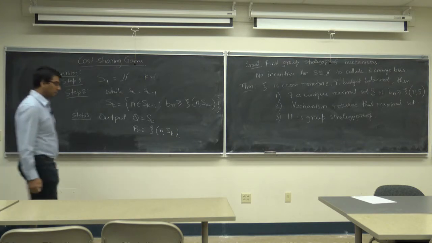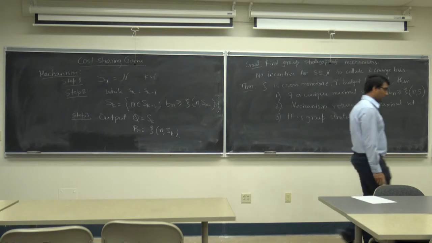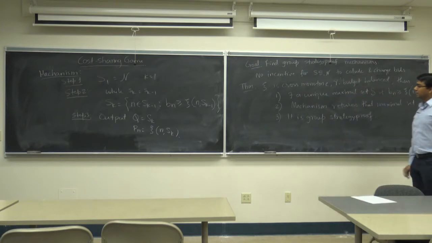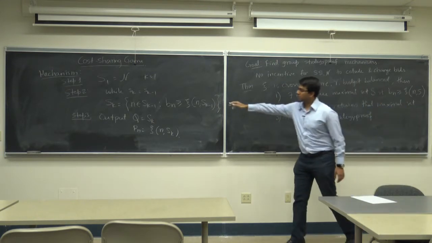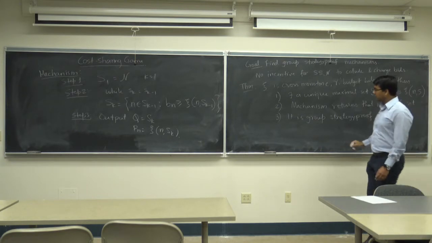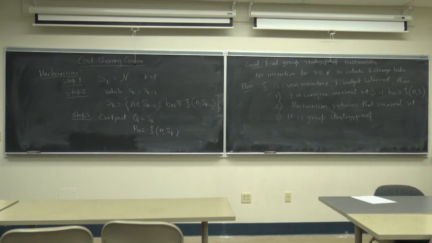So there are striking parallels between Myerson's lemma and this particular result. In Myerson's lemma, we said that if the allocation rule satisfies some monotonicity condition, then there exist prices that elicit truthful behavior. Here we say that if the pricing scheme satisfies the cross monotonicity condition, then there exists a mechanism, this mechanism, that tells you which customers you want to serve, and that there will be no incentive for any customers to form a group and try to change the bids in order to improve their own individual payoff.